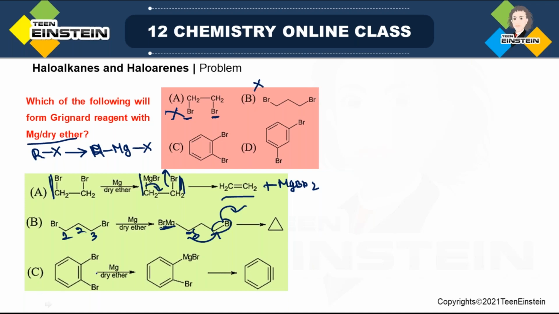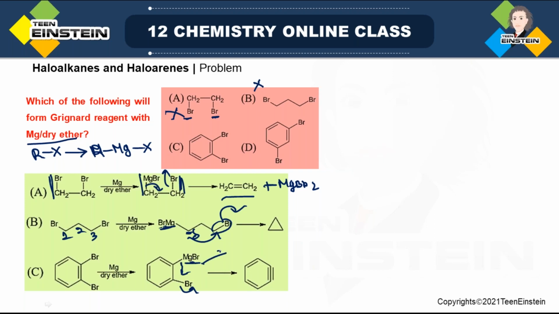Problem with option C is that now one CBr is converted to MgBr, but now this is also in ideal position for some elimination reaction. So this type of elimination is possible here. Though in this structure it should not be shown.